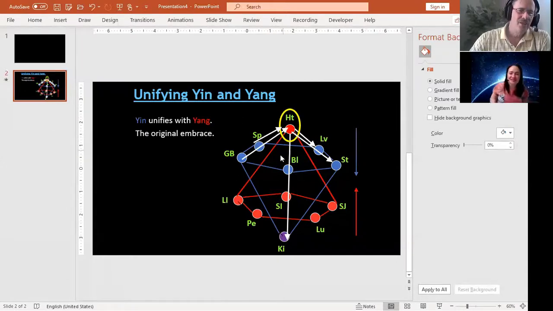Yes, I see that. So in the spherical flow, for each meridian, there are 2 meridians that feed into it. And then that particular meridian, like the heart, feeds into 2 other meridians. You'll see that with every single meridian. So you can begin to ask yourself that the energy is flowing from the gallbladder and spleen to the heart, and then from there, the energy is flowing to the liver and stomach.